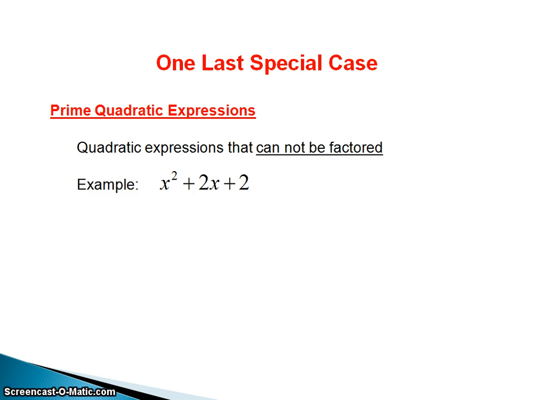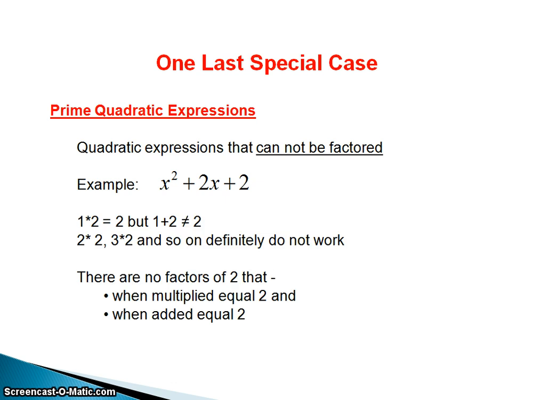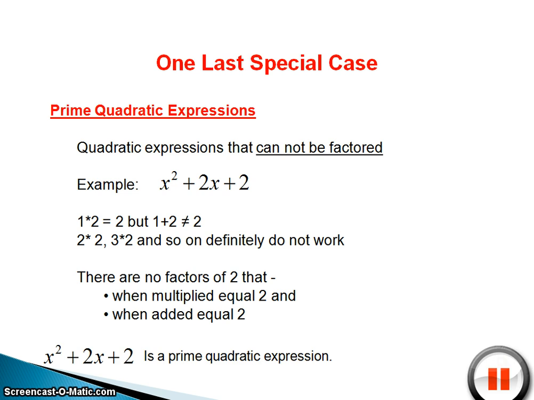Here's an example. If I try to factor this, I'm looking for two numbers that multiply to equal 2, but add to be 2. Now, I'm not going to go through all the gory details on this slide. I do want you to copy them down, but the fact is there is no combination of numbers that both multiplies to be 2 and adds to be 2. Therefore, this is a prime quadratic expression. It cannot be factored, and if you graphed it, you would see that it does not have x-intercepts. Pause now and write down this example.